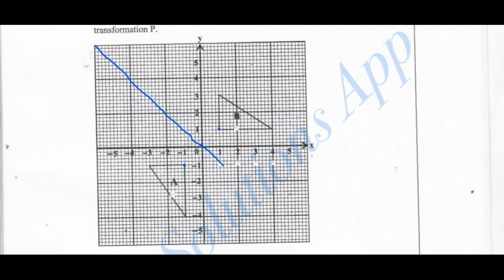So a mirror line is the line in between the object and the image during reflection, where this distance here must be equal to this distance here. Then this distance must also be equal to this distance. This also must be applied here. This distance must also be equal to this distance. So that is all about reflection.